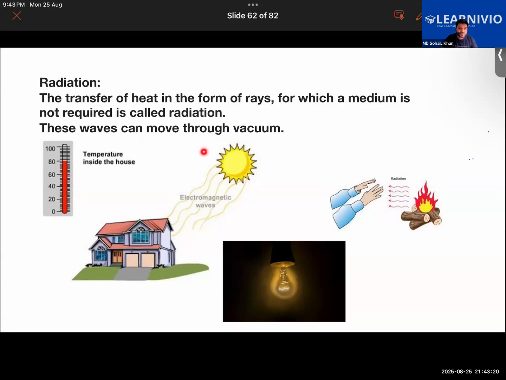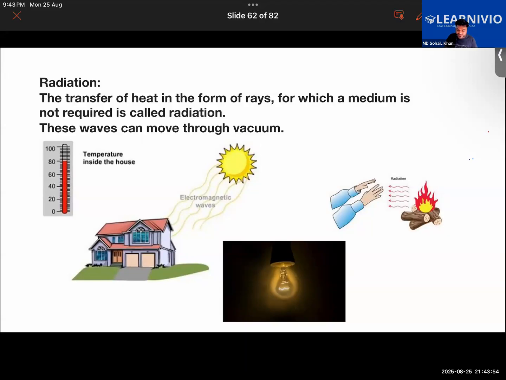This is how heat from the sunlight reaches us and reaches elsewhere in the solar system. The heat from the sun reaches the other planets also. Getting it? Also, in order to propagate, it does not require a medium. If a medium is available, it will move in the medium, but even if the medium is absent, it will still travel. So these waves can move through the vacuum also.